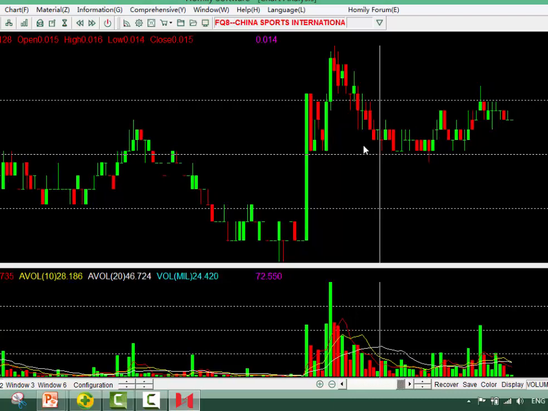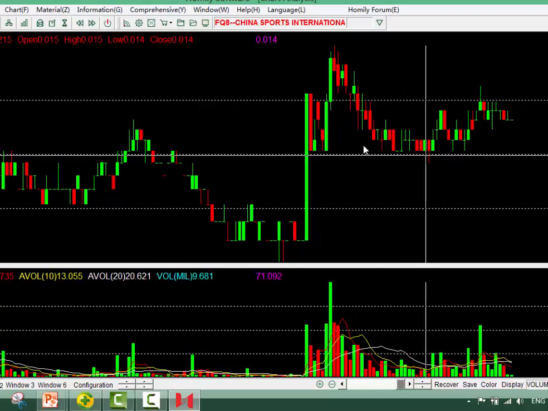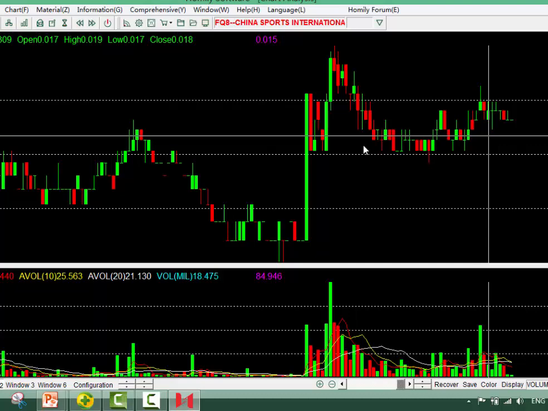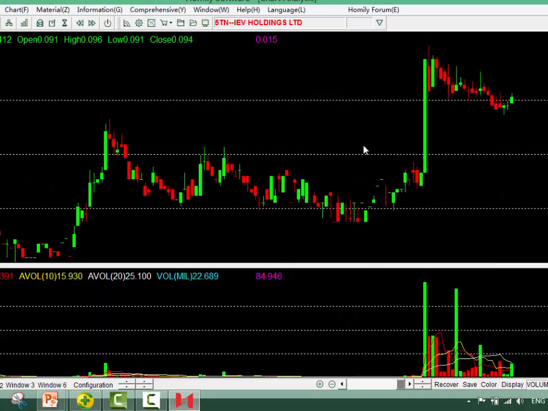You can buy, but you can only do the short term. So here is the support. If you buy, you can do some short-term rebound. Okay, then we can see another one.